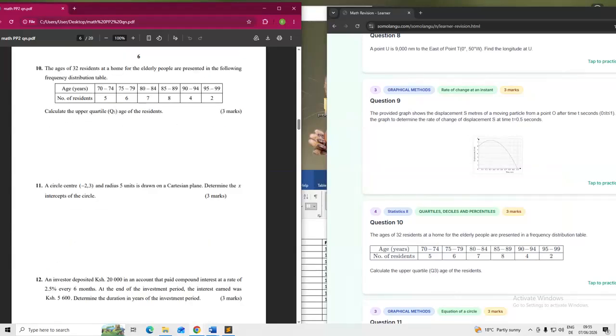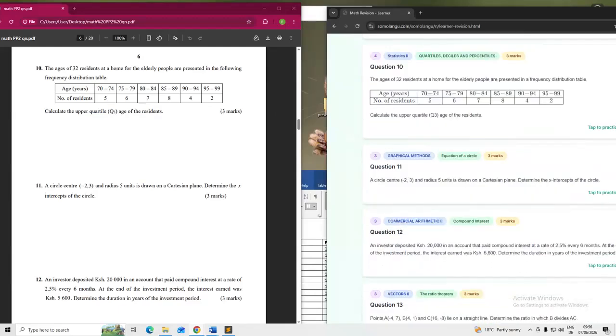You've been given the age of 32 residents at a home and their frequency. We are expected to calculate the upper quartile age of the residents. Let's go to Somolangu. This is a question that tests the Form 4 topic Statistics 2. More specifically, quartiles, deciles, and percentiles.